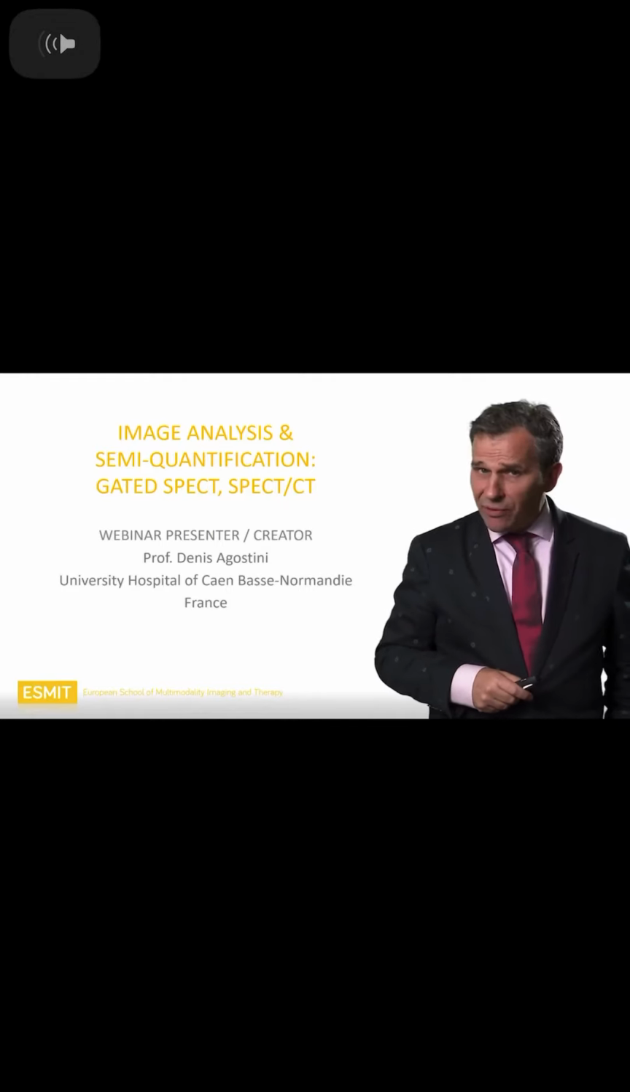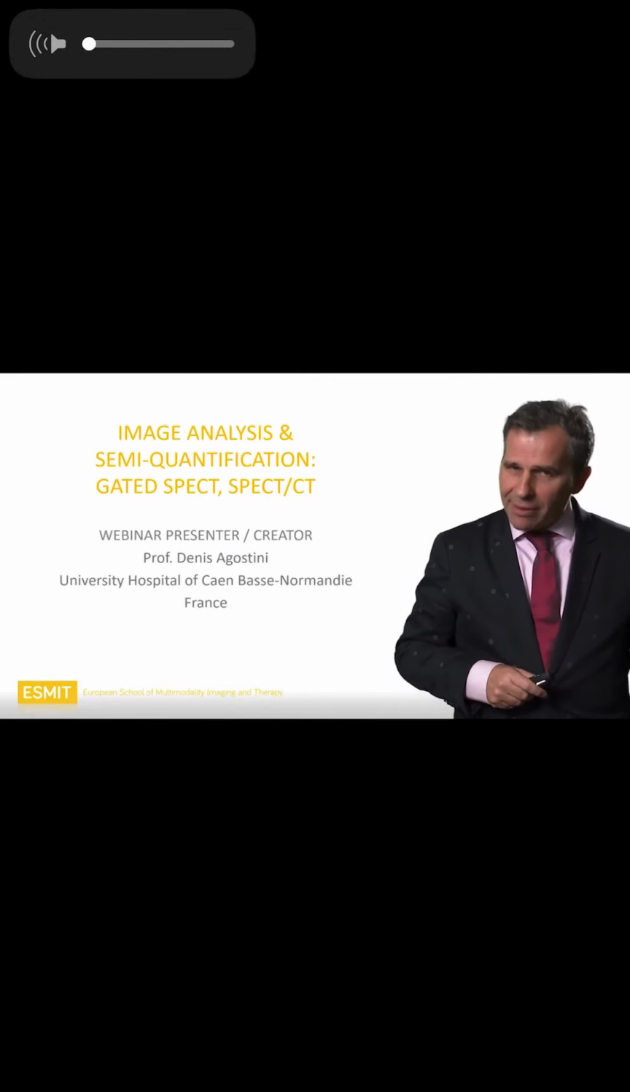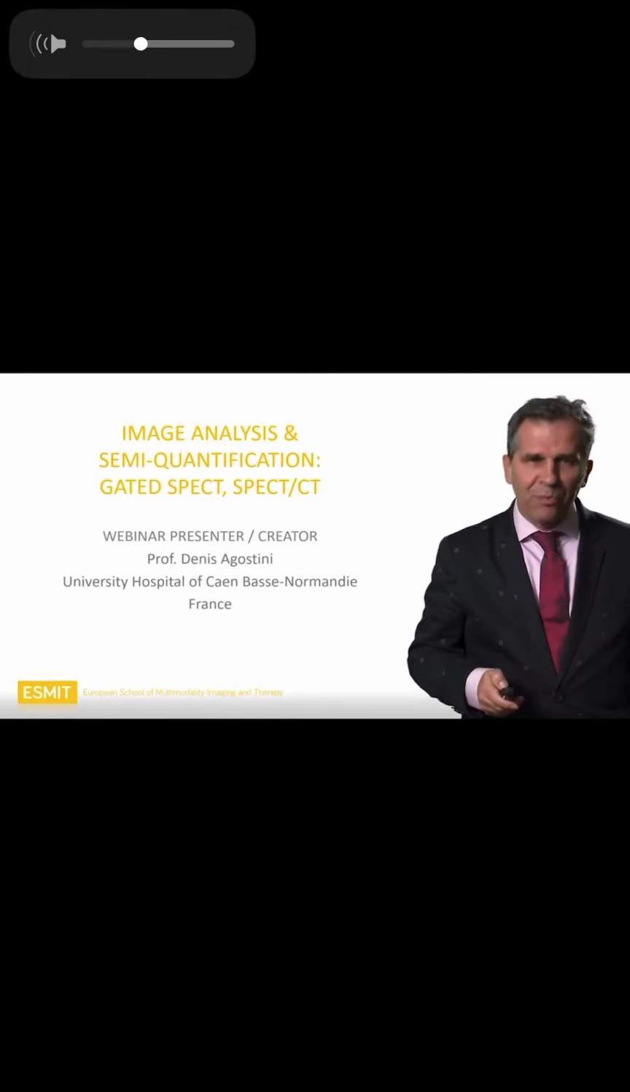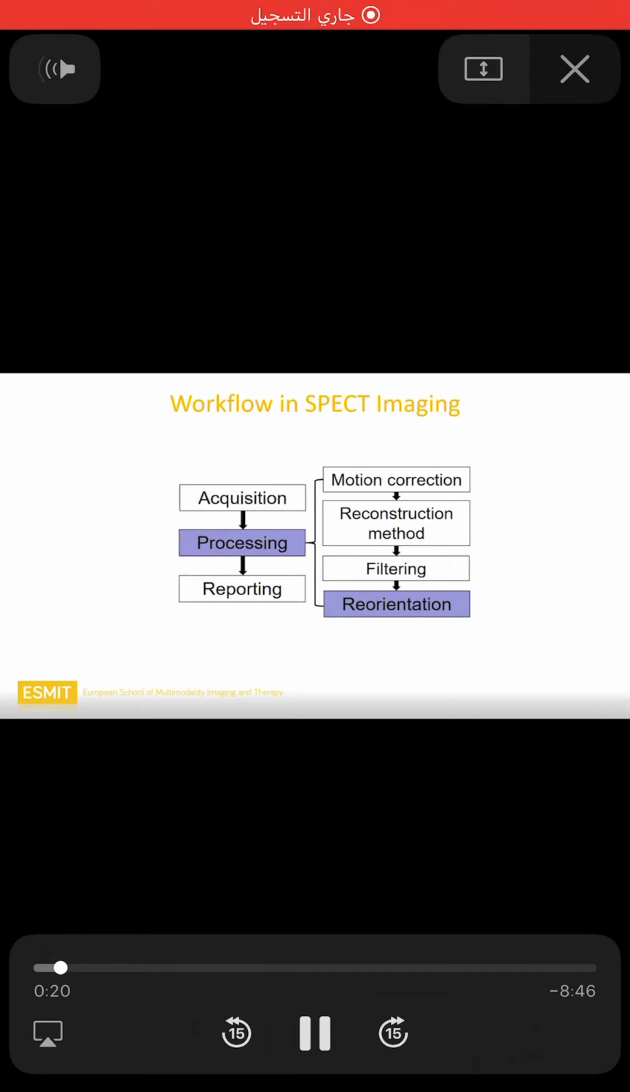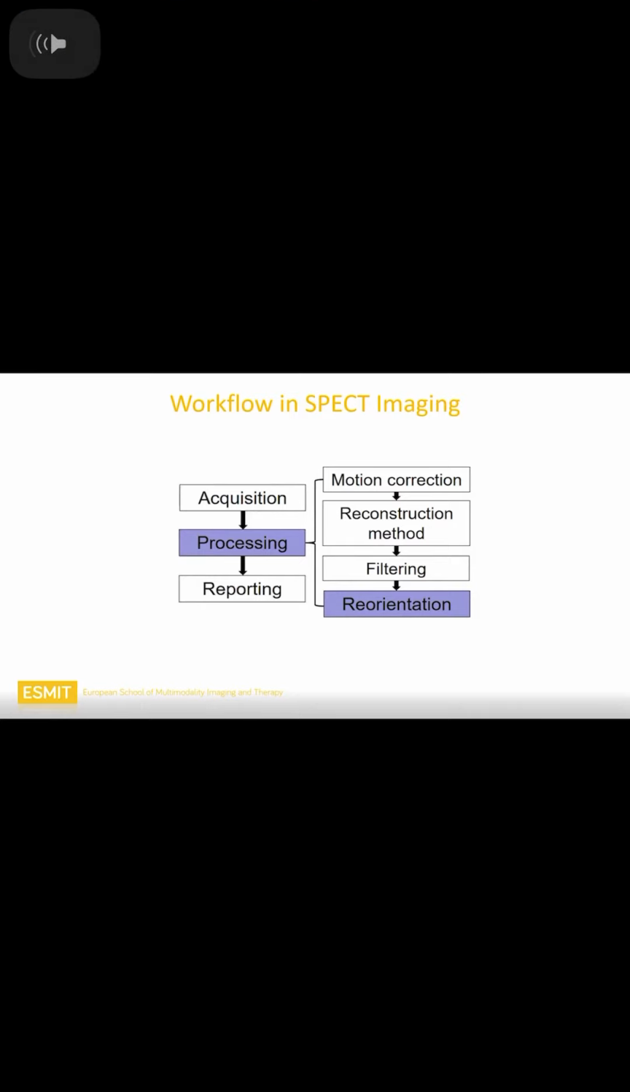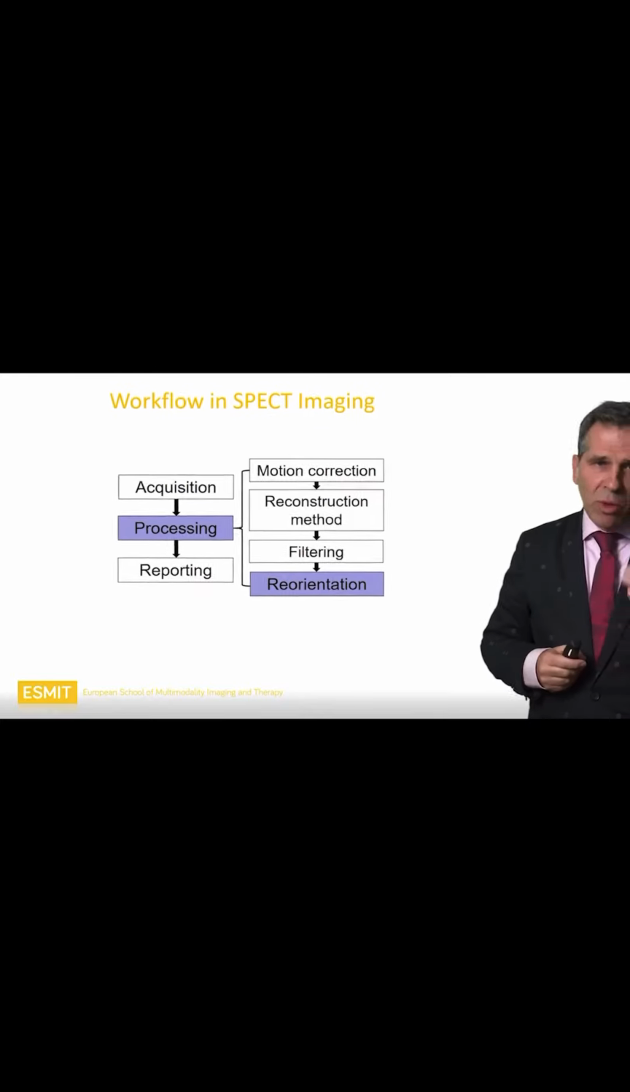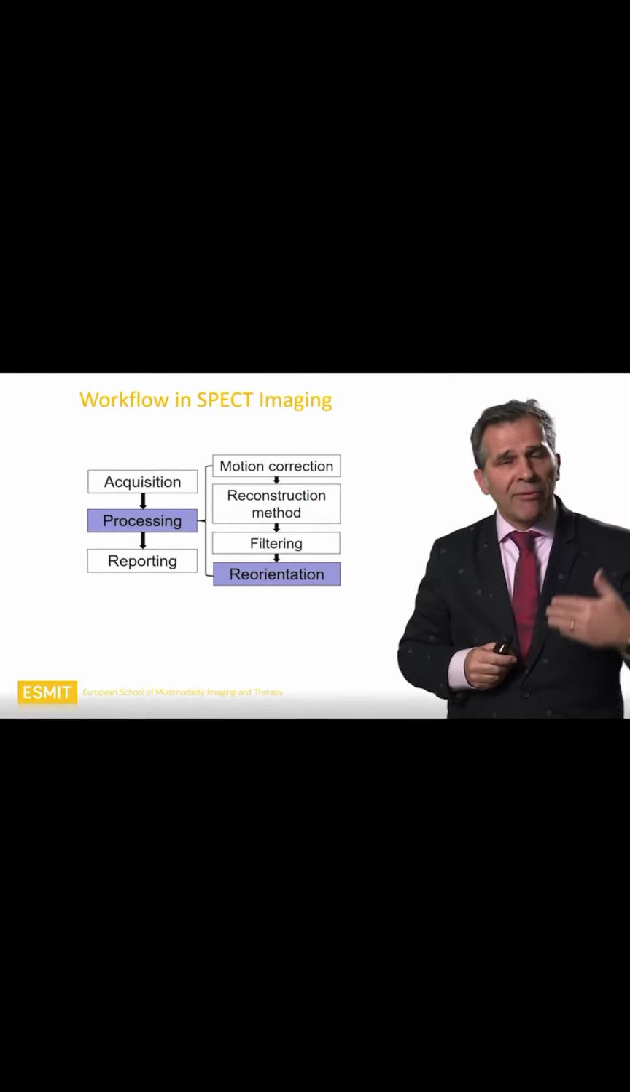Analysis and semi-quantification with gated SPECT and SPECT-CT. For the workflow in SPECT imaging, we start with the acquisition, and of course, the most important thing is the processing. For the processing, we have different steps: the motion correction, the reconstruction method, the filtering, and finally the reorientation, which is very important. And of course, in the workflow, after the processing, we have the reporting.